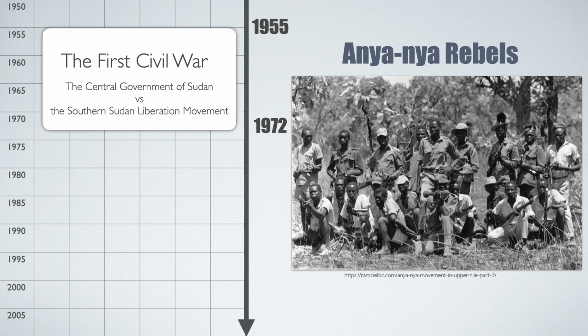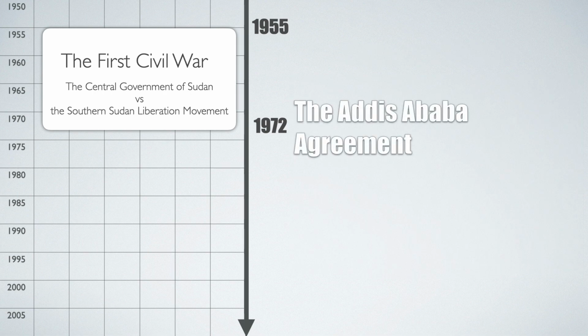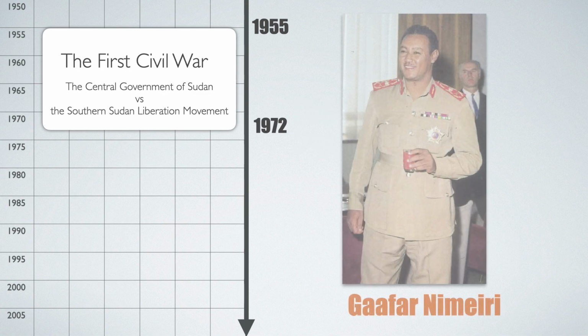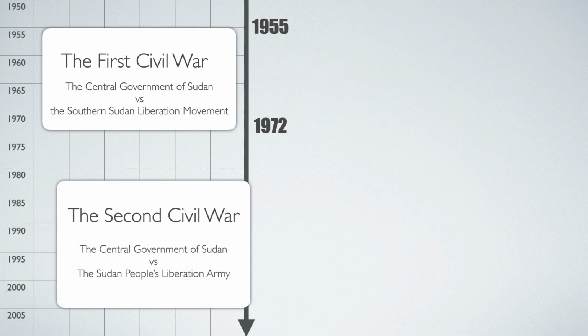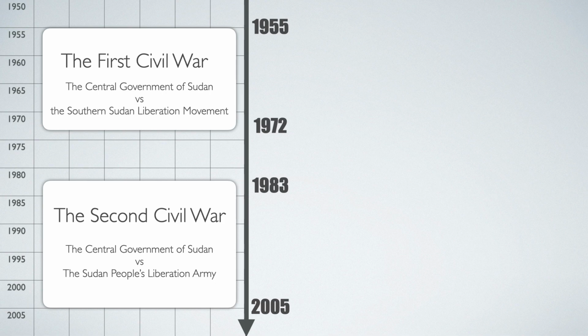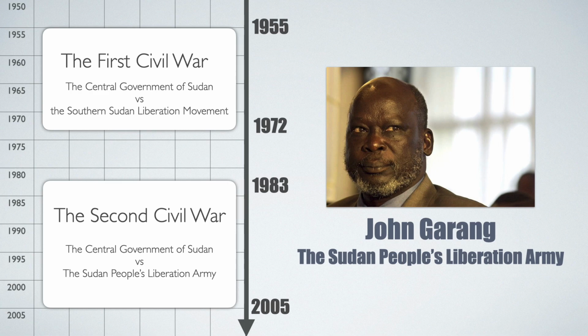In 1972, the Addis Ababa Agreement ended the war, but it could not resolve the internal colonialism, only establishing a southern regional government without authority to legislate or initiate economic development. Under President Nimari, mutinies occurred again, and autonomy in the south was abolished. In 1983, coercive application of Sharia Islamic law over the south sparked the Second Civil War. This time, southern rebel groups had organized themselves better through John Garang's SPLA.